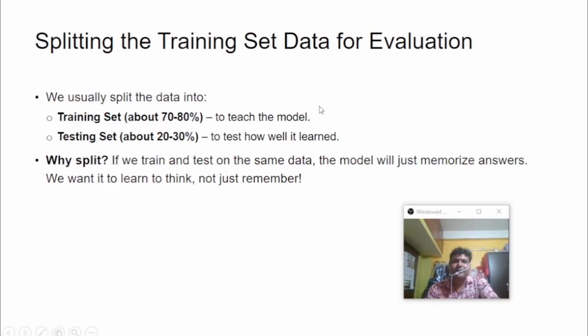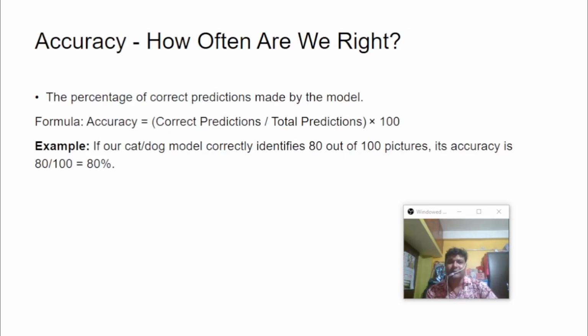Next section is splitting the data for evaluation. We usually split the data into training set about 70 to 80% and testing set about 20 to 30%. Why split? If we train and test on the same data, the model will just memorize answers. We want it to learn to think, not just remember. Got it?